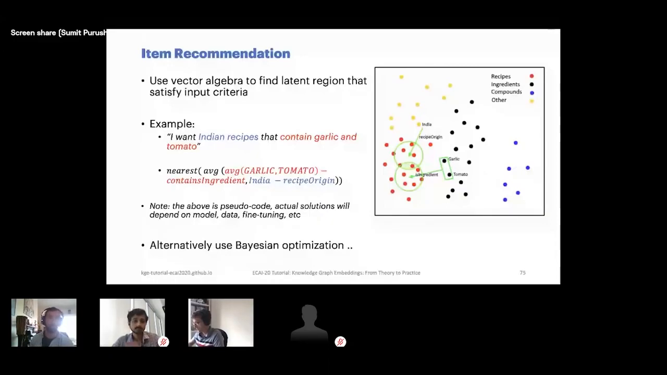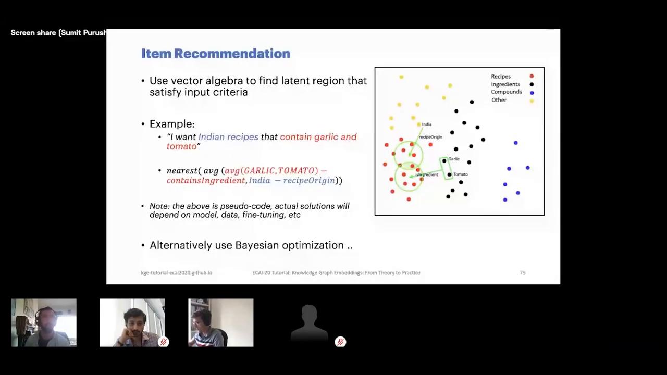We're taking the reciprocal of the contains ingredient relation to bring us to the region of latent space containing recipes with garlic and tomato. And then we're also taking the India concept and taking the reciprocal of the recipe origin to bring us to recipes that should originate in India. There are a lot of different ways that you can put the algebra together to get answers for this. We're just taking the nearest recipes in the overlap of these two regions.